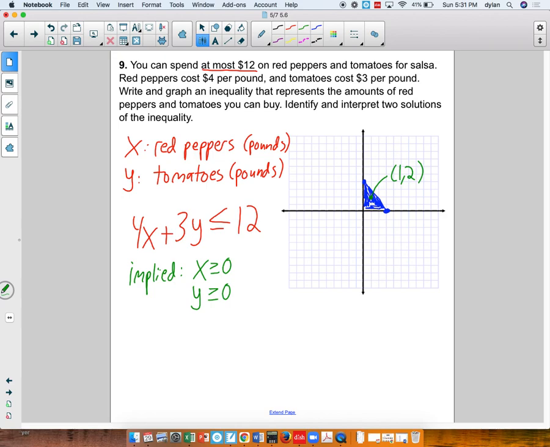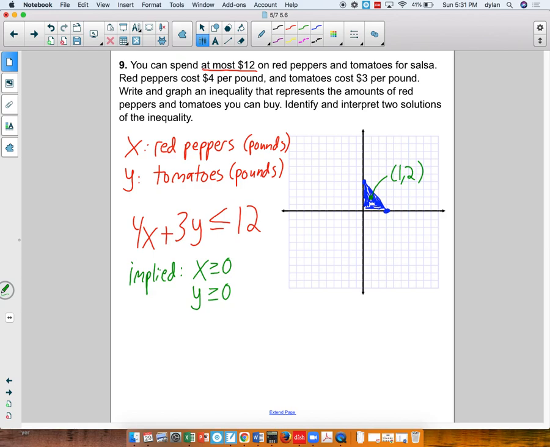I would buy 1 pound of red peppers, 2 pounds of tomatoes. I would end up spending $11. Well, actually, no, I apologize. I would end up spending 4 plus 6. So I would end up spending $10 at that solution point, which is less than or equal to 12.